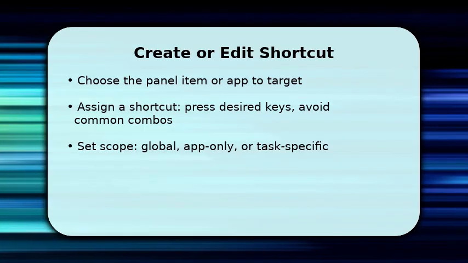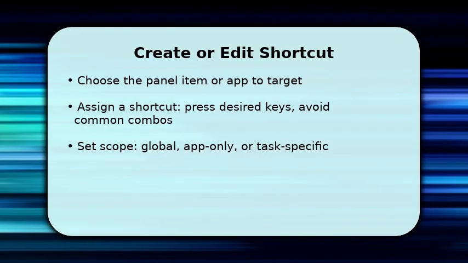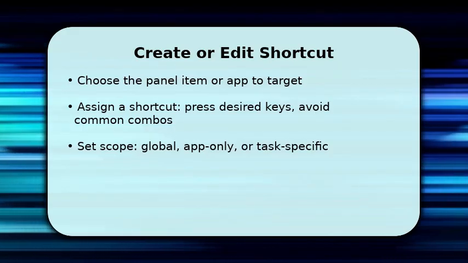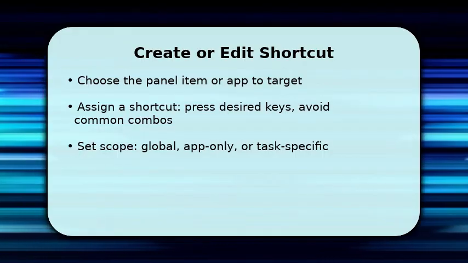Once set, decide whether the shortcut is global or app-specific. Global makes it available system-wide, while app-specific limits scope. Explain why. Global convenience versus risk of interference. Save the mapping and test it immediately. If it fails, undo and try a different key combo.